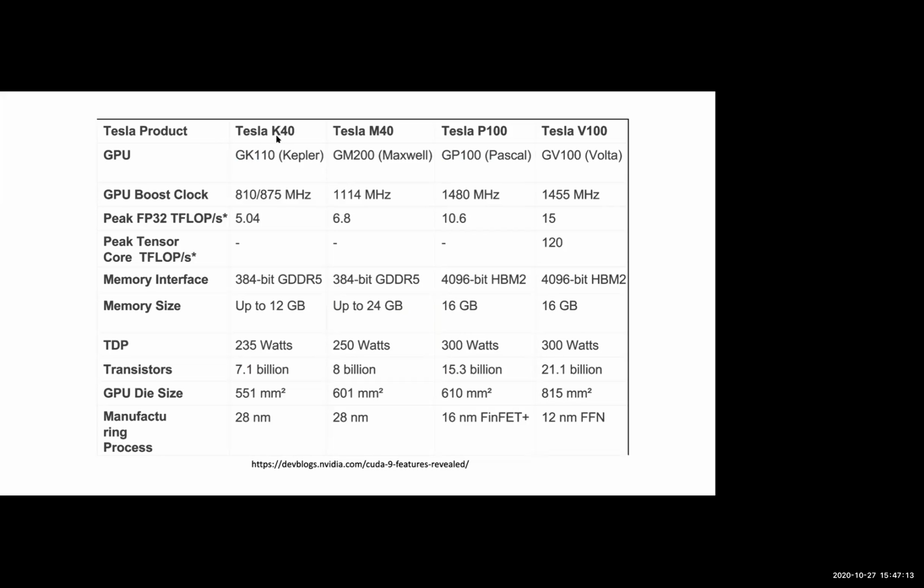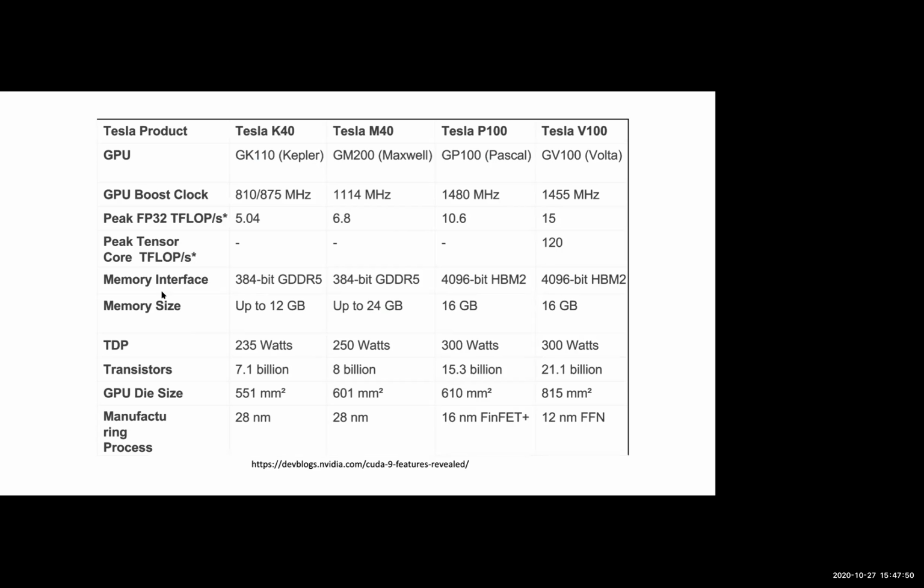So we have Kepler, Maxwell, Pascal, and Volta. If you see, the clock speed is also increasing. Earlier for Kepler we had 810 megahertz, and for Tesla we had 1.4 gigahertz. So you see how it has increased. And the flops have increased, from 5.04 to 15 teraflops. And the tensor flops, earlier there were no tensor cores. Here it's 120 teraflops.